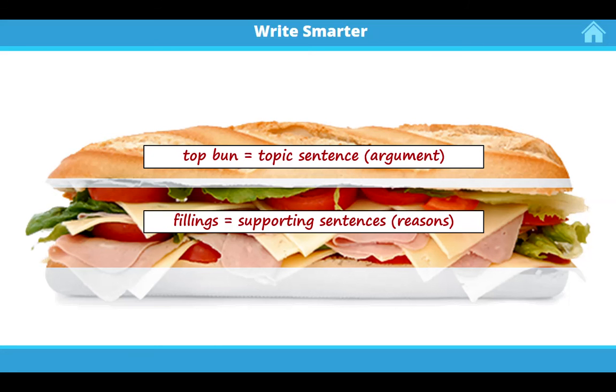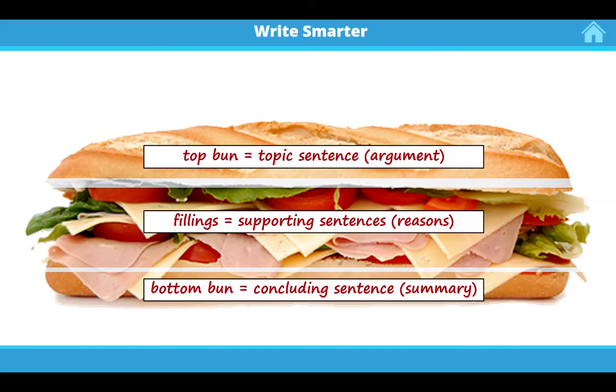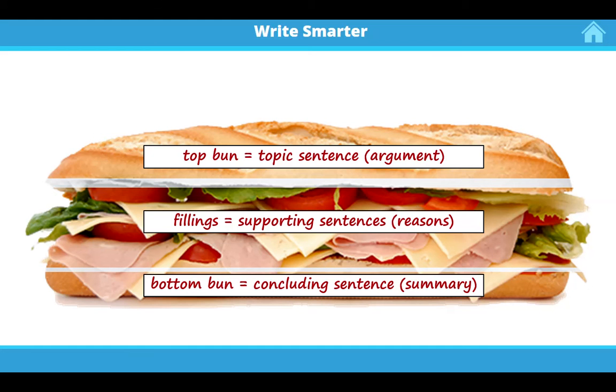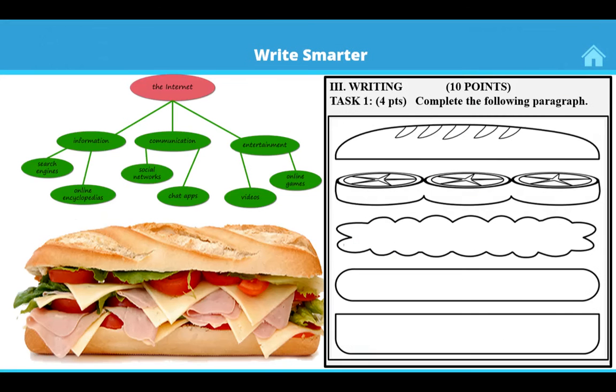Now the last part of the sandwich is the bottom bun. So this is your concluding sentence. Okay, this is where you sum up your argument and bring your paragraph to a smooth end. That's why we can also refer to it as a closing sentence. You just give a summary of your paragraph here. Okay, so if you use this technique or this sandwich organizer, it will be very useful to you in organizing your ideas.